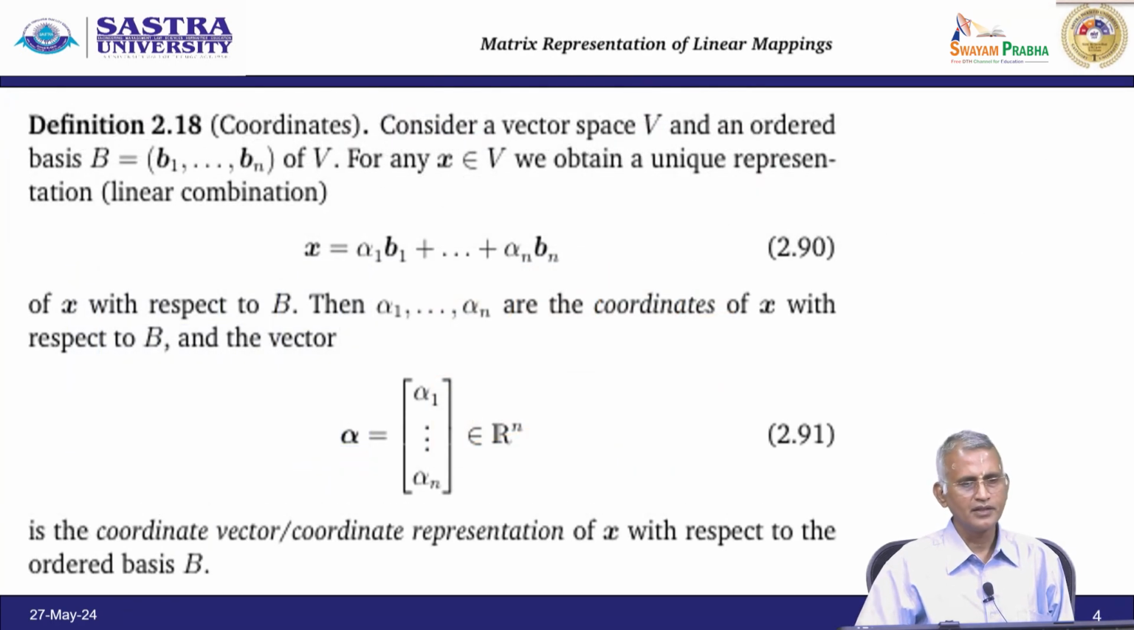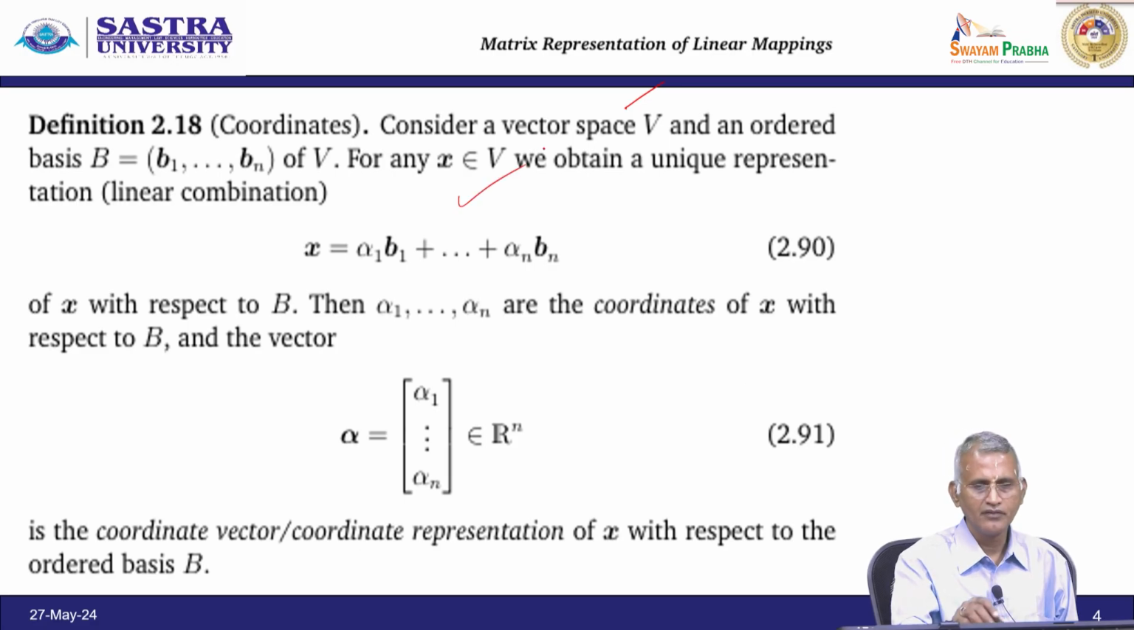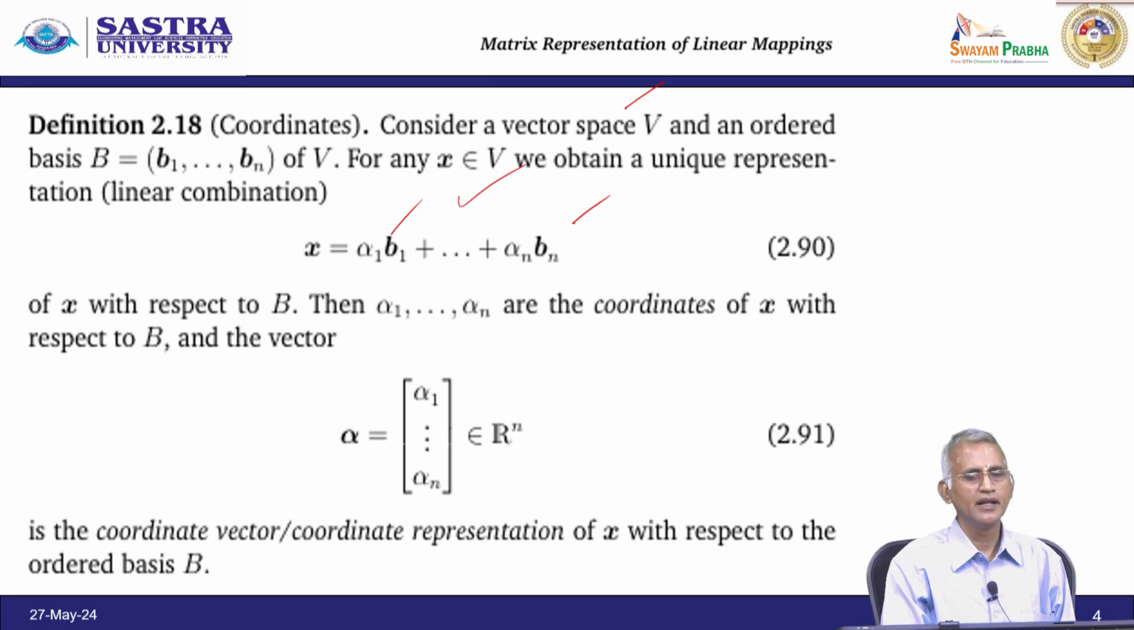Now, we have a definition. Consider a vector space V and an ordered basis b1, b2 and so on bn of V. For x in V, we obtain a unique linear combination representation x equal to alpha 1 b1 and so on alpha n bn of x with respect to B. Then all scalars alpha 1, alpha 2 and so on are coordinates of x with respect to B, and the vector alpha equal to alpha 1, alpha 2 and so on alpha n in R power n is the coordinate vector, the representation of x with respect to the ordered basis B.